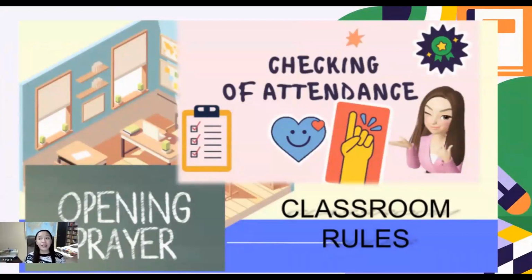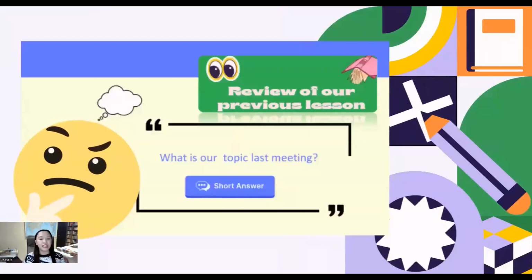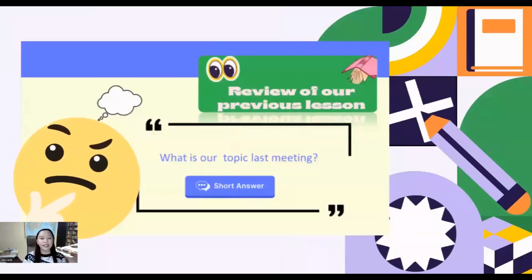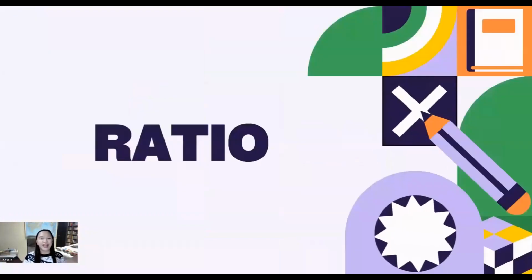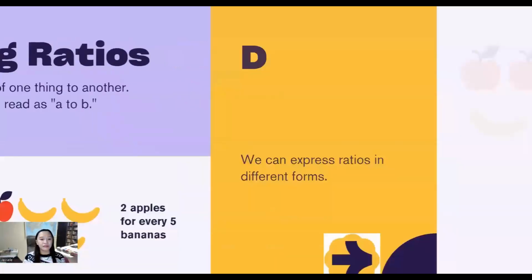Okay, so now let us make sure that we follow our classroom rules, make sure that we pay our attention, respect everyone, and of course, let us have an open communication to make sure that there is a continuous learning. All right. So, who can tell me what is our previous lesson? Yes, Alberto. That is correct. Our lesson is about ratio. And how do we express ratio?